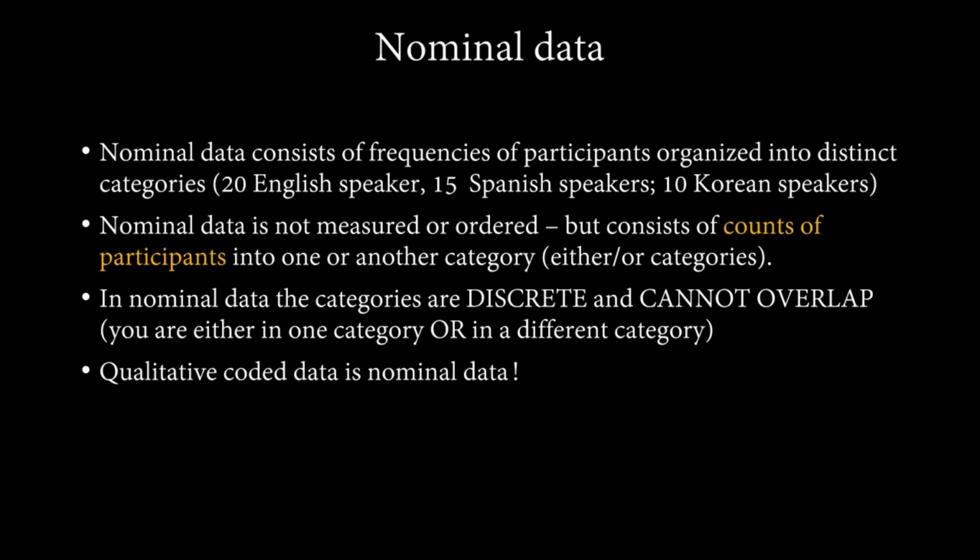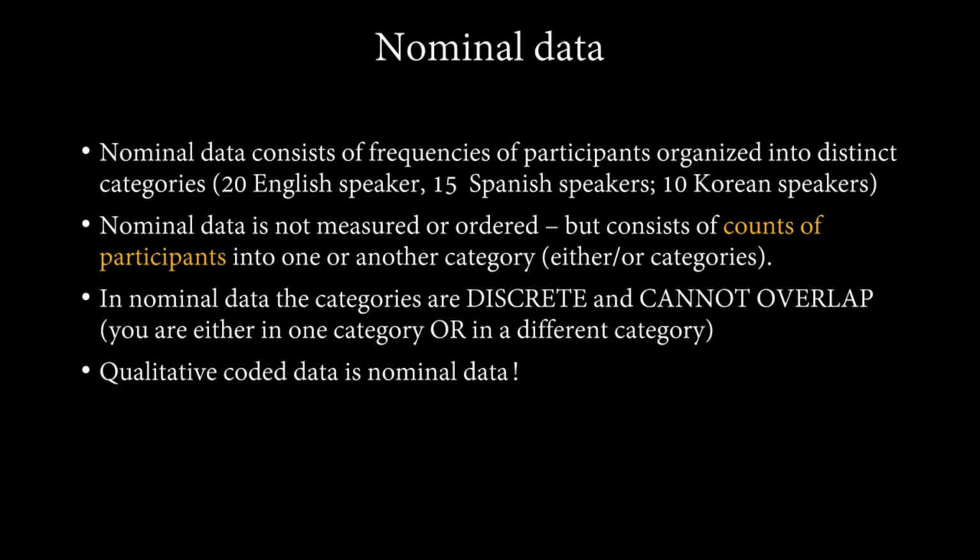Before we enter into an analysis of the test and how we do this test, let's just remind ourselves first, though, just a little bit about nominal data and how nominal data works. So nominal data is naming data. It consists of frequency of participants organized into distinct categories. So let's say I have a language group variable. That's a nominal variable. It has 3 levels, English, Spanish, and Korean. And I would count the number of English speakers in that group, Spanish speakers in that group, and Korean speakers in that group. Nominal data is not measured or ordered. It just consists of counts of participants into one category or the other.